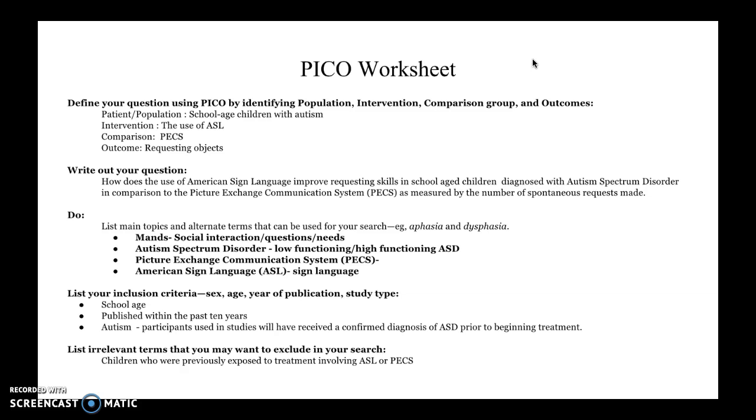Some inclusion criteria include school-aged children. Ideally, we'd like to find published articles within the past 10 years, and autism. All of our participants used in the studies will have received a confirmed diagnosis of ASD prior to beginning treatment. Some things we need to exclude in our search are children who were previously exposed to treatment involving ASL or PECS.